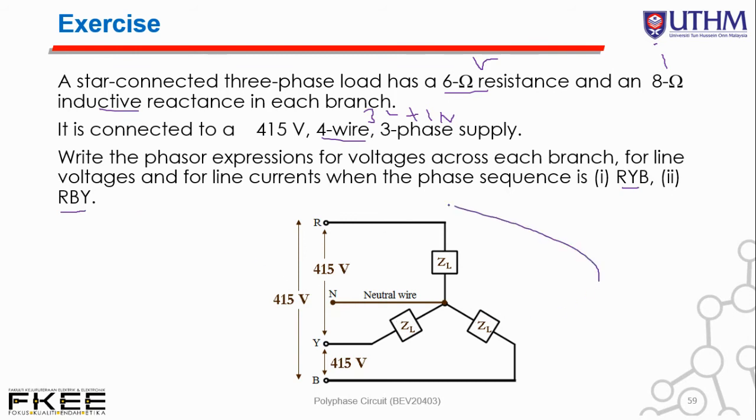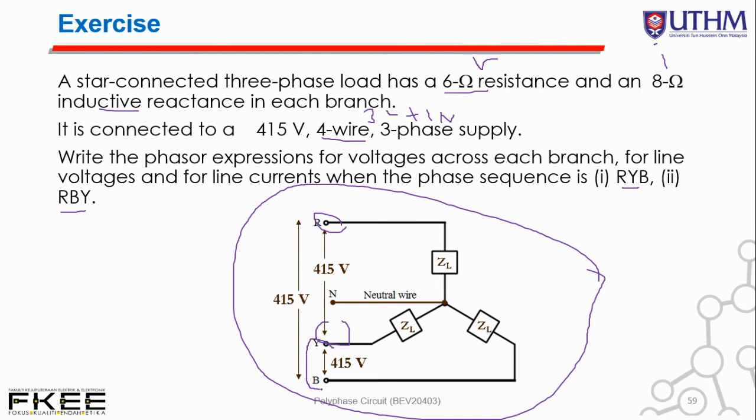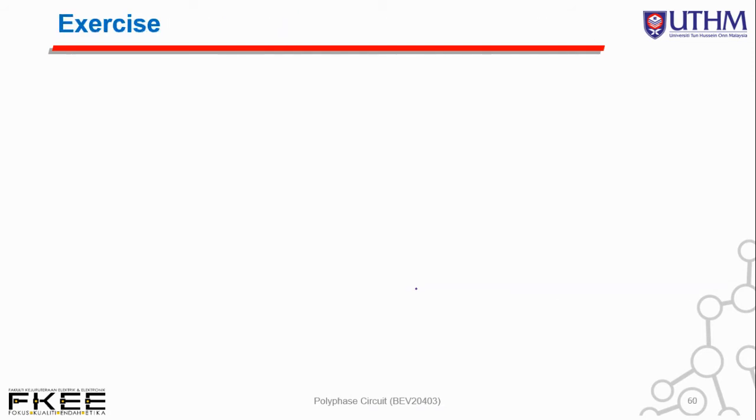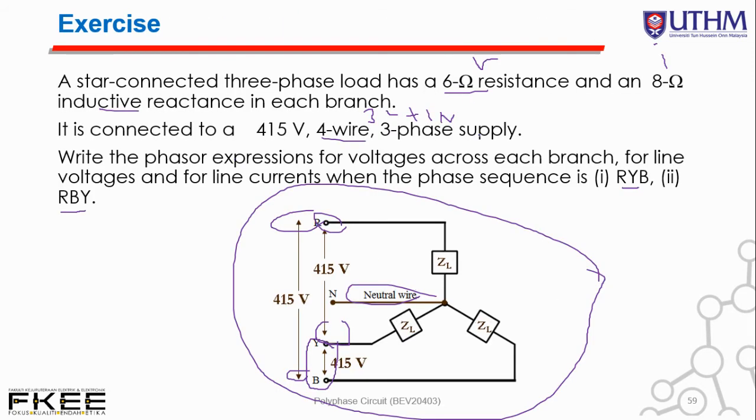So this is how the diagram looks like. We have 415 for each line-to-line value: at RY, 415, at YB, 415, as well as at RB. It is connected in star configuration with a neutral wire. Okay, this is going to be your exercise. I will make it one of your assessments.